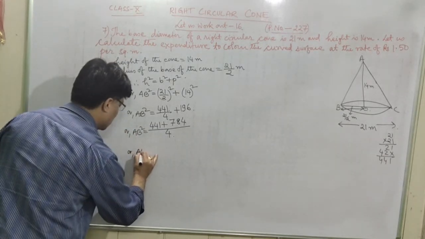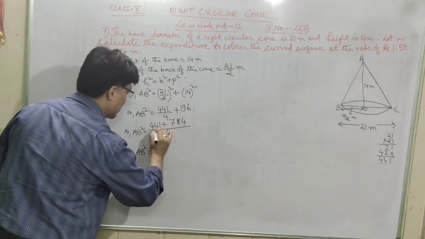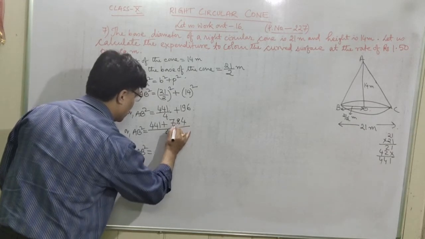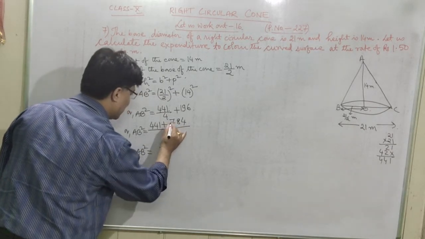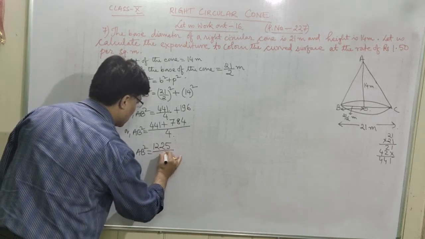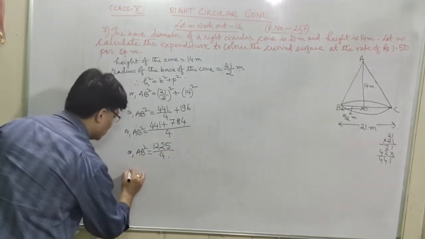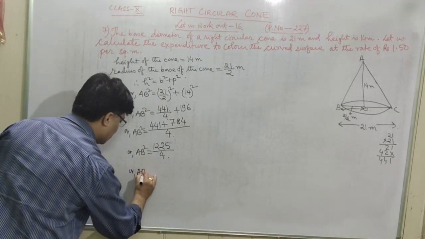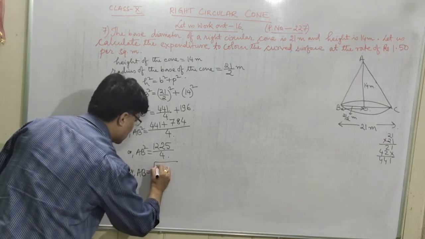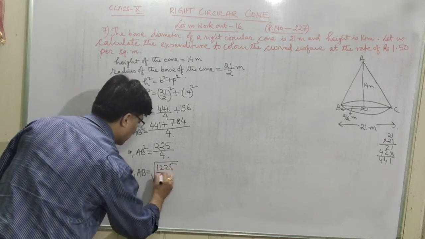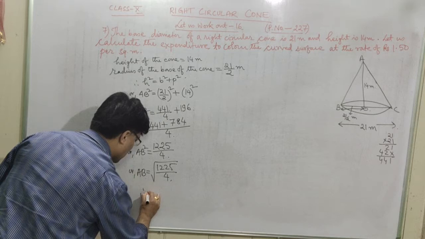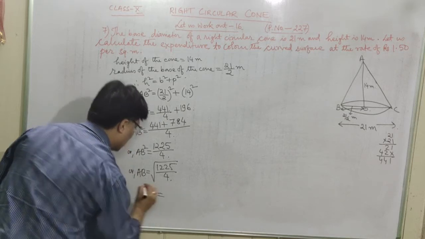Now this is AB square is equal to, let us add them. 4 plus 1 is 5. 8 plus 4 is 12, 2, 1. 8 plus 4 is 12. Divided by 4. Or what is AB now? AB is equal to, this is square root of 125 divided by 4. So now what is the length of AB?